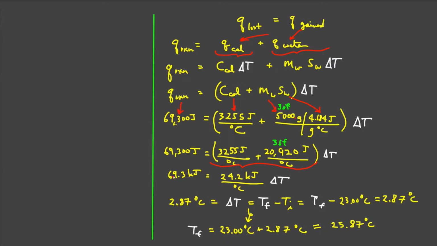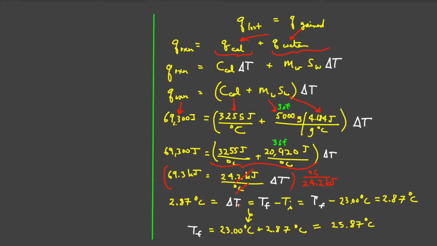To go from this 6th equation to the 7th one, I merely multiply both sides by degrees C divided by 24.2 kilojoules. So that's going to cancel this out on this side. And you multiply this times degrees C, and you get degrees C, and then you take 69.3 and divide it by 24.2, and you come up with 2.87 degrees C. That number is equal to delta T.